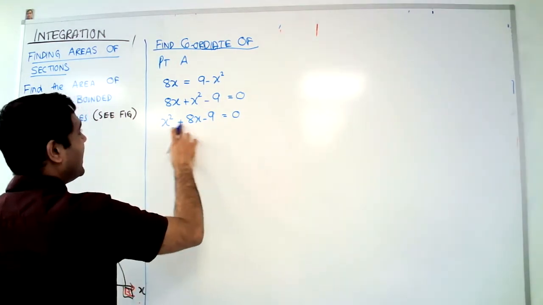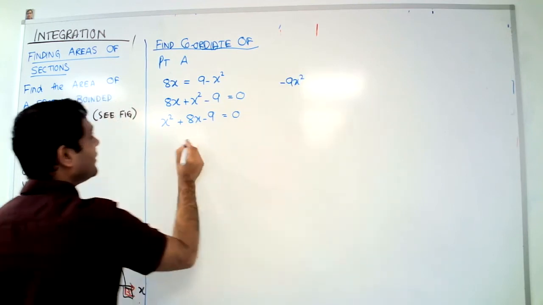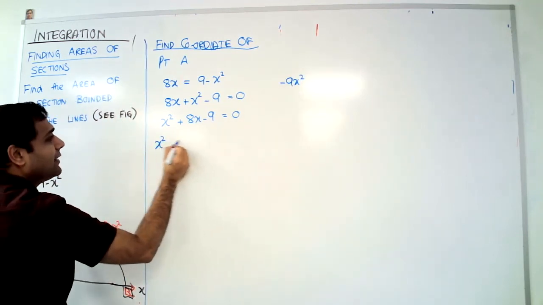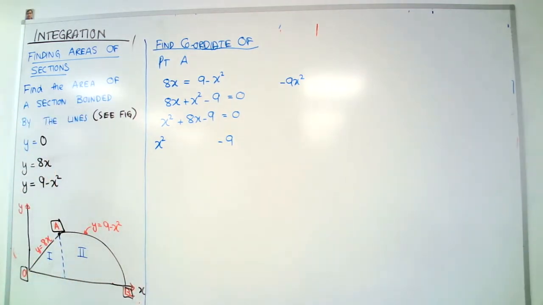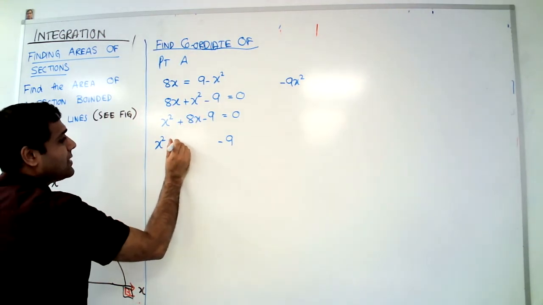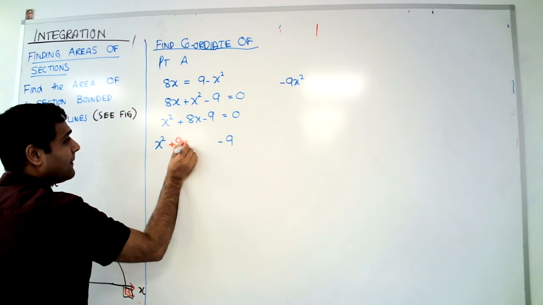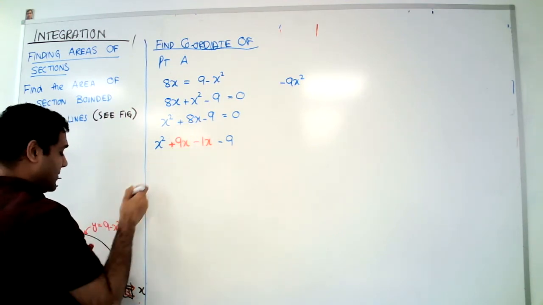So 9 and x, I multiply that one. This is minus 9x squared. I need to think of two numbers. So x squared is already here. Minus 9 is already here. I need to think of two numbers. When I multiply, the answer is minus 9. But when I add, it should be 8x. So it's going to be plus 9x minus 1x. So instead of 8x, I wrote this thing.